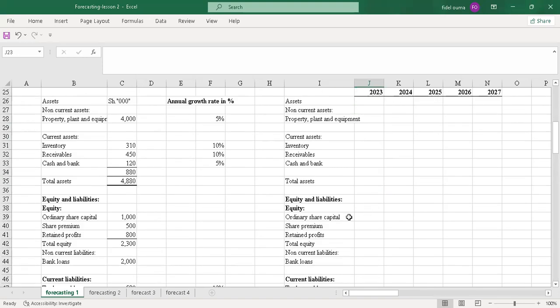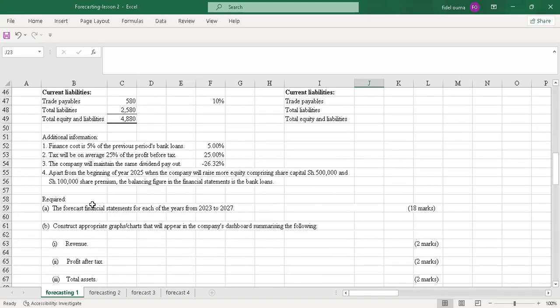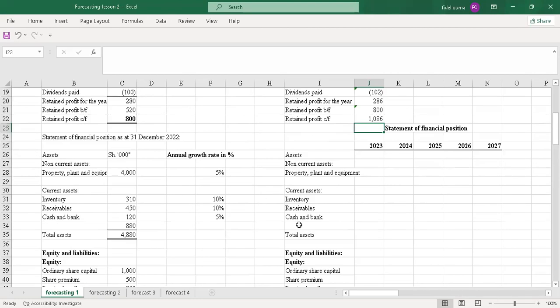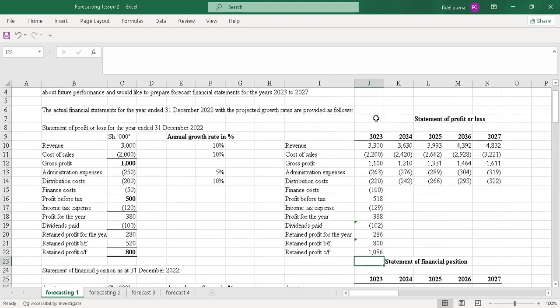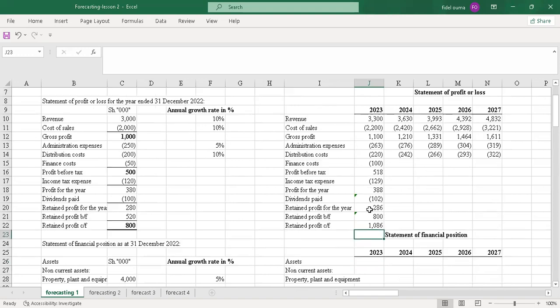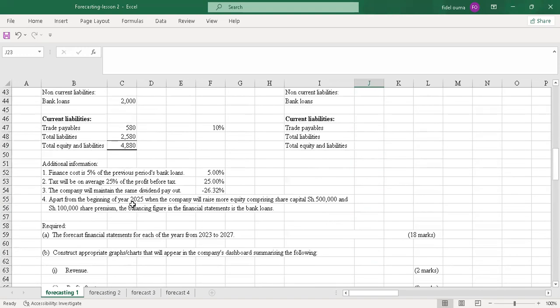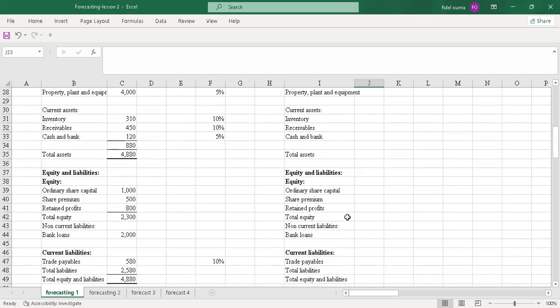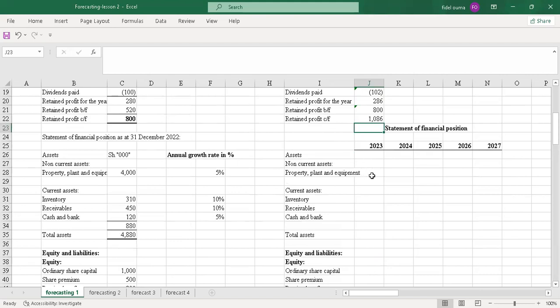So with that, because we are told under additional information number 4 that apart from the beginning of year 2025, when the company would raise more equity comprising share capital, the balancing figure in the financial statements is the bank loans. Now I can't get the finance cost here because I don't know the bank loan for 2023. For 2024, I'll have to take 5% of the bank loan of 2023. But I'm told the balancing figure in the financial statements is the bank loan. So I'll start the forecasting for the statement of financial position.